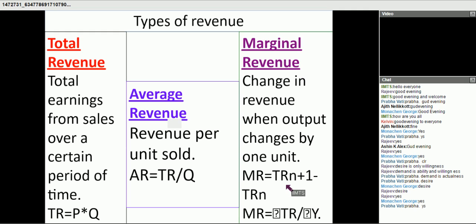So we can define it like this: marginal revenue is equal to total revenue of n plus 1 minus total revenue of n. Now is there another way to write the marginal revenue? Is there any other formula in which we can represent marginal revenue? Can you just write it in the chat box, Prabha? Okay, you forgot. Anyone else? Rajiv, do you remember? How do we represent the concept of marginal in economics?